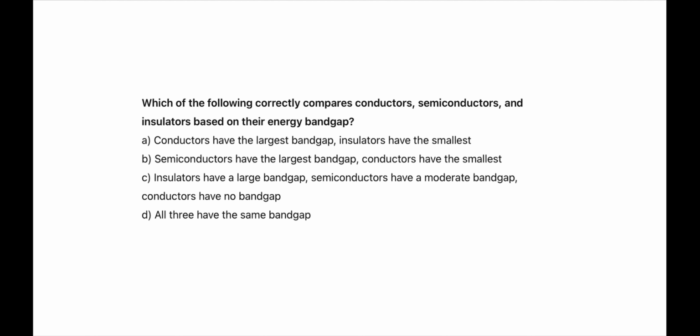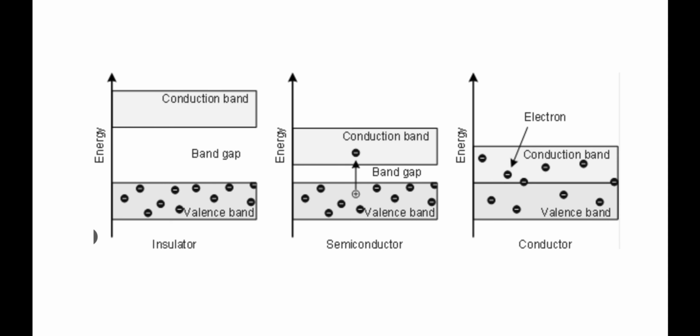This first question is based on the energy band gap of conductors, semiconductors and insulators. Energy band diagram of insulator, semiconductor and conductor. This is the valence band and this is the conduction band, and they are separated by a band gap. In the case of insulator, the band gap energy Eg will be greater than or equal to 5 electron volt.